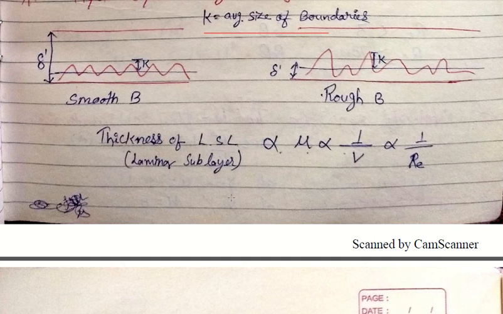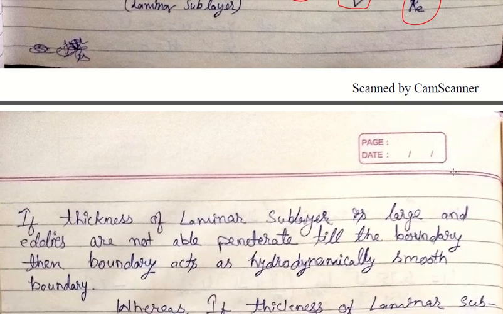So the thickness of the laminar sublayer depends on density, dynamic viscosity, velocity, and the Reynolds number. It is directly proportional to the dynamic viscosity, inversely proportional to the velocity, and inversely proportional to the Reynolds number.